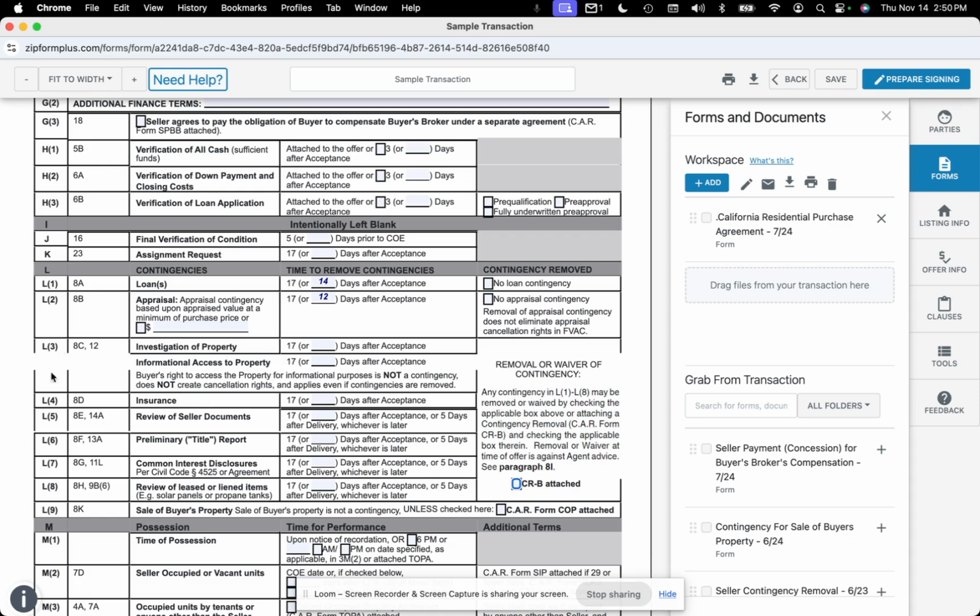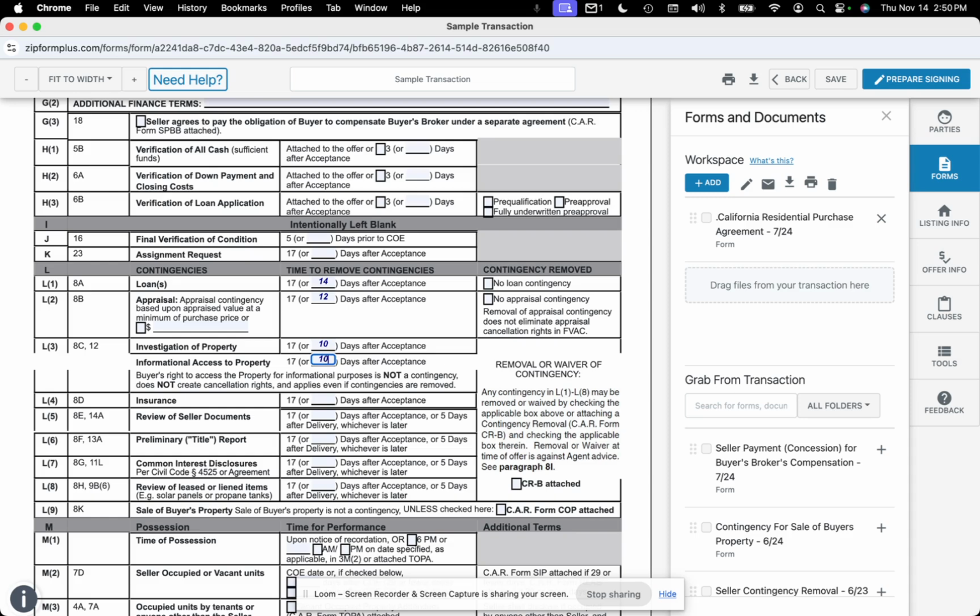In fact, L3 to L8, it's sort of what we call no questions asked. You are allowed to exit the contract within your inspection contingency period for any reason you really want, and get out of the contract if it's something you're seeing that you're not liking. I will usually put down 10 for all of these.